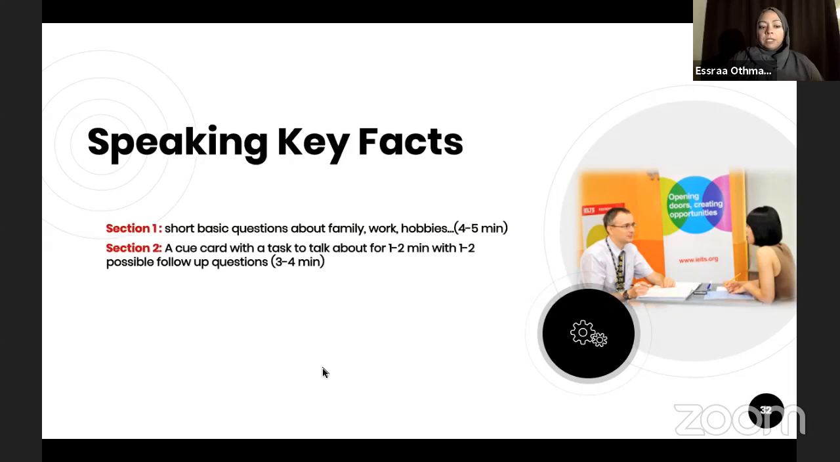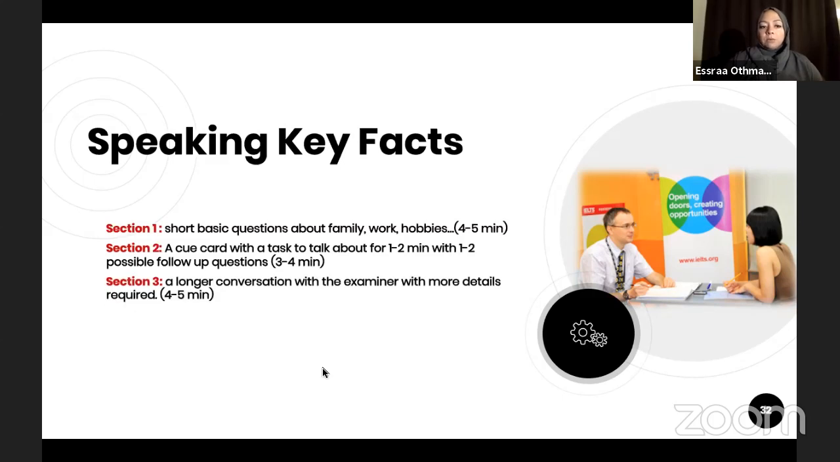The second section would be a cue card, and the cue card will have a certain topic that you need to talk about. This part would be in the form of a presentation, like the examiner will not ask you about it while you are speaking. After you finish speaking, you might have one or two follow-up questions. But you are going to be speaking non-stop for about 1 to 2 minutes. So the total of this section would be 3 to 4 minutes max.